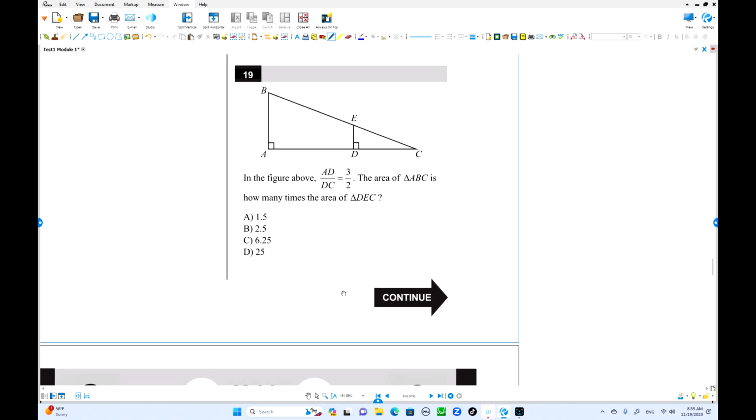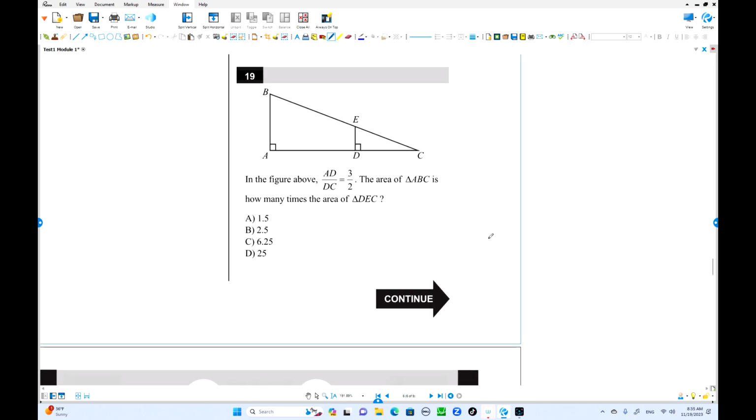Number 19. AD over DC is 3 over 2. If this is a 3, this is a 2. The area of triangle ABC is how many times the area of triangle DEC? I'm going to separate this one. This is the ABC. DEC is small, but they are similar, right? Common angle and the 90 degree, okay? Angle congruent. They are similar, exactly.